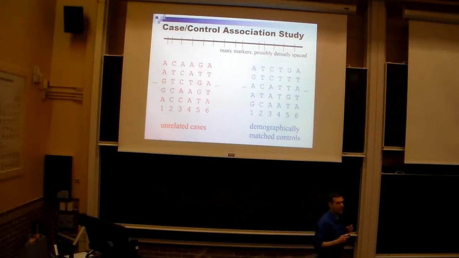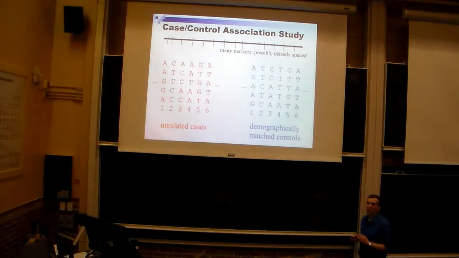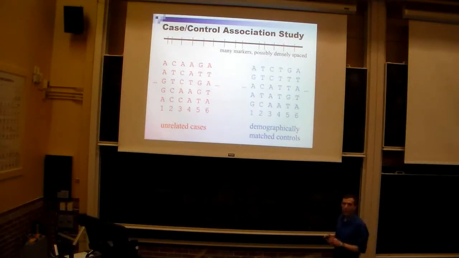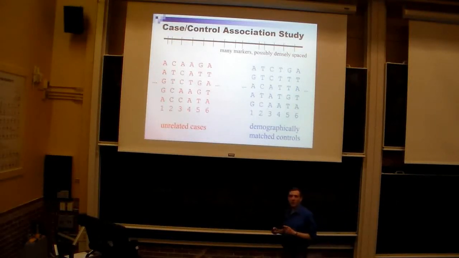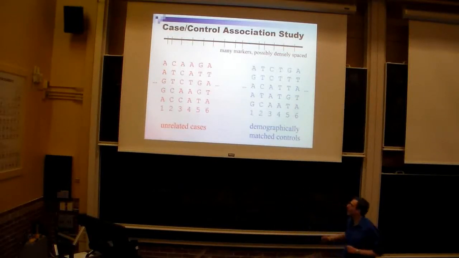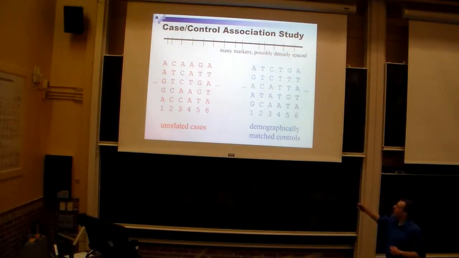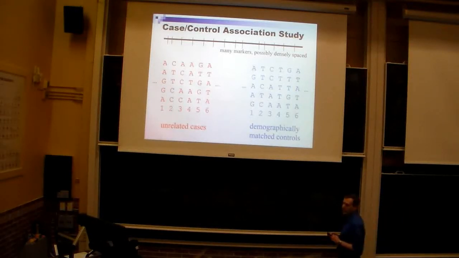Instead of looking for related people, we would typically look for specifically unrelated people. There are some exceptions where you look for particular kinds of relationships, but in the general case, we are looking for unrelated individuals. We have one population known as the cases. These are individuals who have the phenotype of interest to us, let's say colorectal cancer. Then we put together a control population, so individuals who don't have the phenotype of interest.